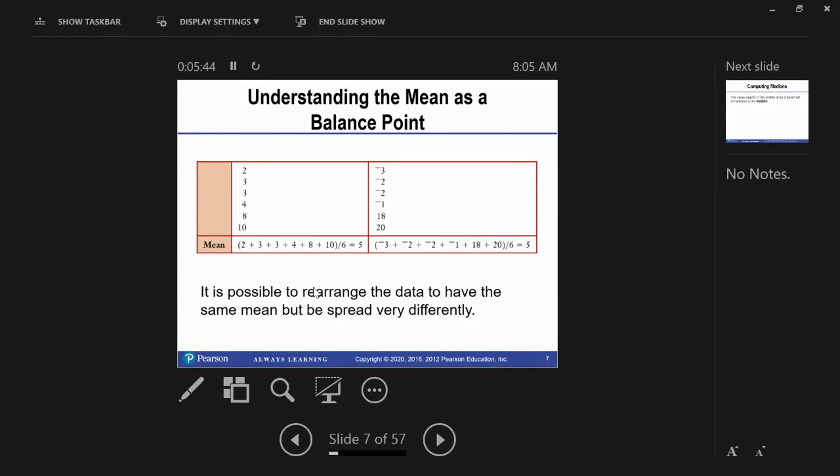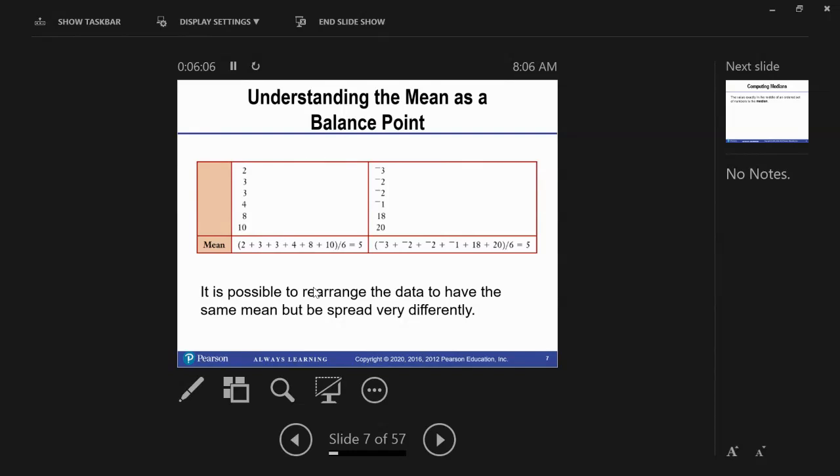Okay, so this example here just shows that we have 2 different data sets. For my first data set, I have 2, 3, 3, 4, 8, and 10. If I were to find the mean of that, I would add them all together and divide by 6. That gives me the number 5. So this set of data points has a mean of 5.